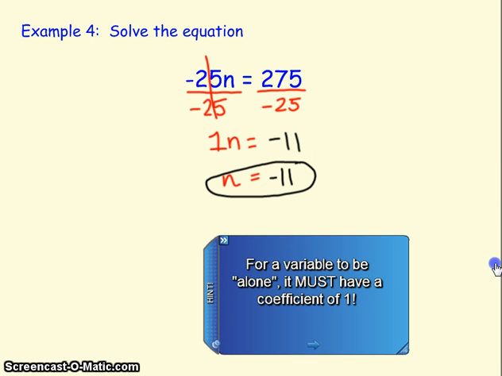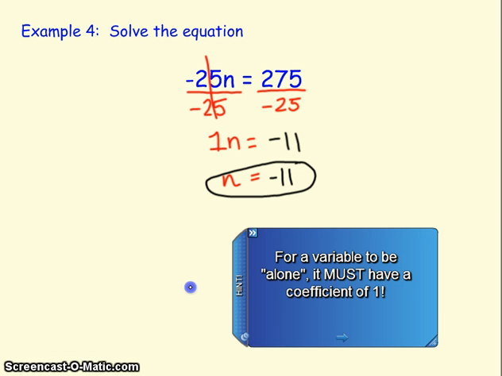So just a little hint about this before we go. For a variable to be alone, it must have a coefficient of 1. And you accomplish that by dividing by whatever the coefficient is. When you divide something by itself, you get that 1. We'll take a look at 2 more examples and then we'll be done.